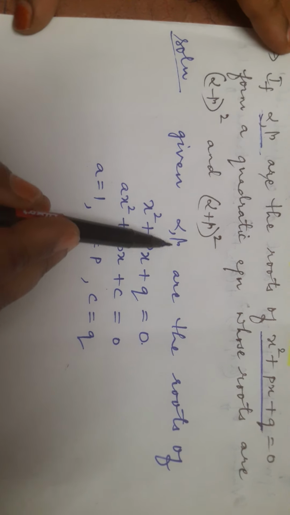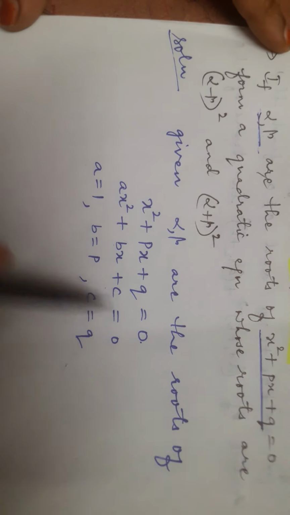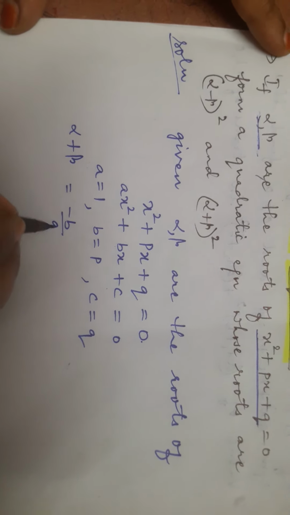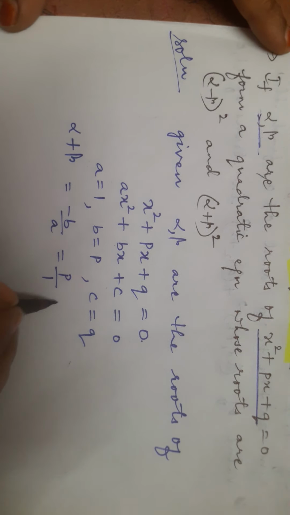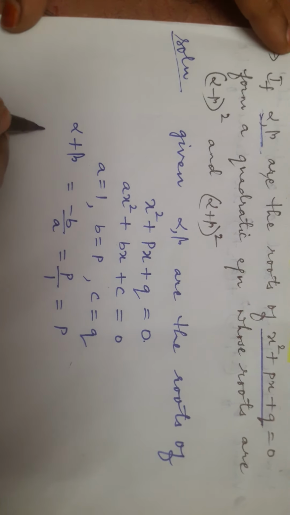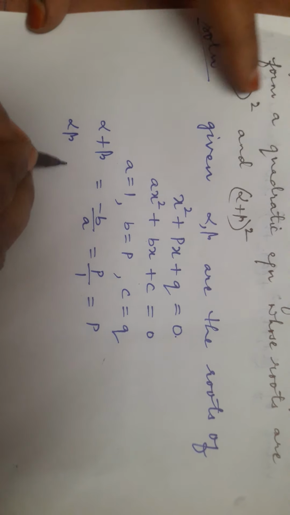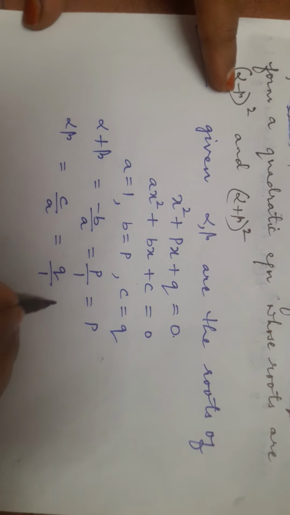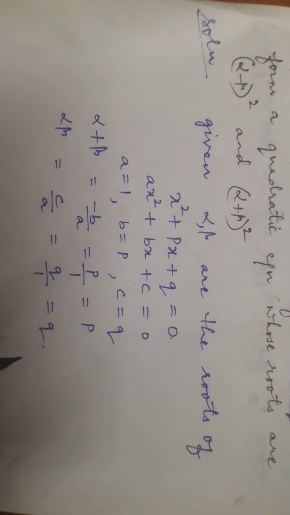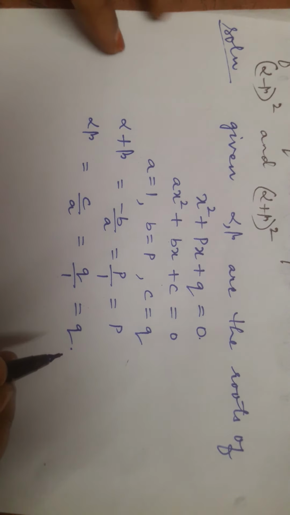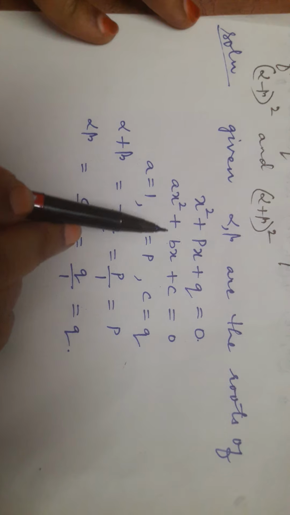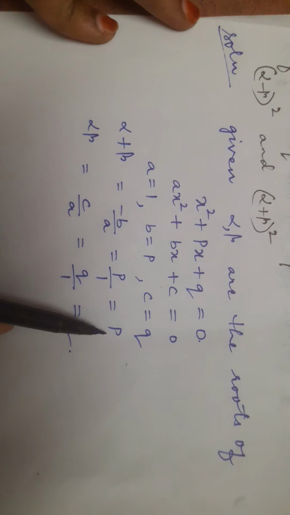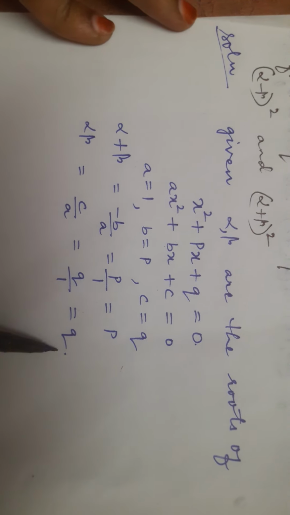Now since alpha, beta are the roots of this quadratic equation, sum of the roots alpha plus beta equal to minus b by a, which is equal to p by 1, which is equal to p. Product of the roots alpha into beta equal to c by a, which is equal to q by 1, which is equal to q. So this is the given information in the question, from which we derived alpha plus beta equal to p and alpha into beta equal to q.